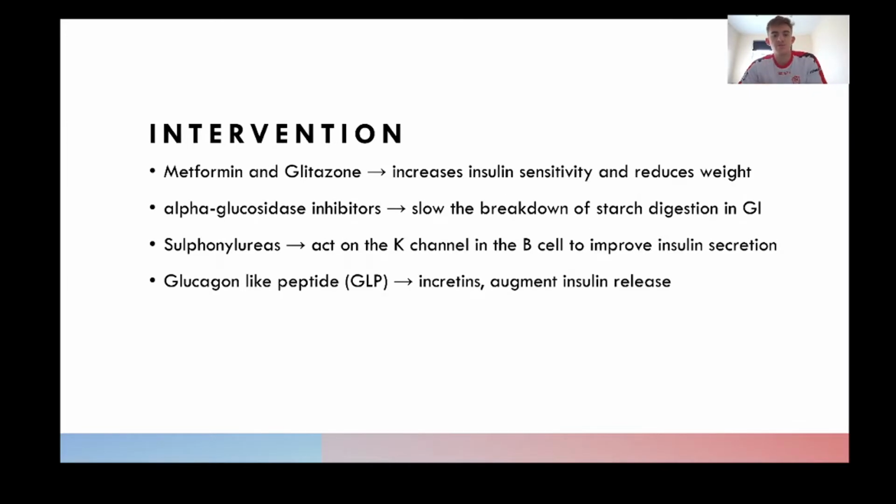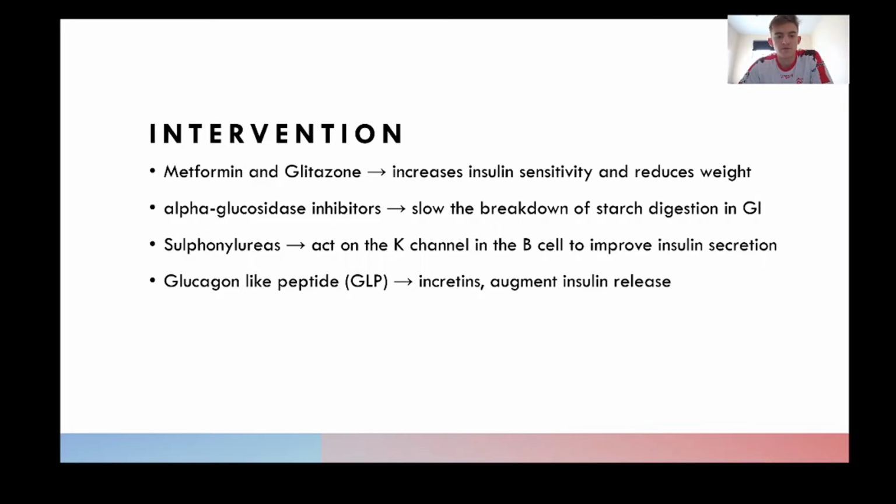So what can we do to stop this? So we've obviously got drugs to help us out. Metformin and glycation, so that increases insulin sensitivity, and it also reduces weight, so that's useful for type 2 diabetes. Then we've got alpha-glucosidase inhibitors, which slow the breakdown of starch digestion, meaning that if we can't break down starch, then that can't be absorbed by enterocytes and then enter the bloodstream.